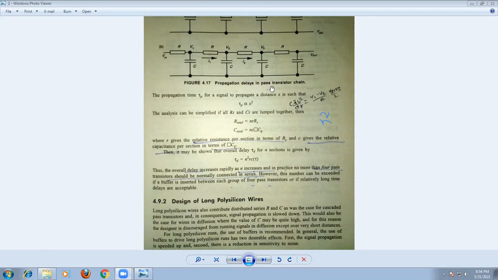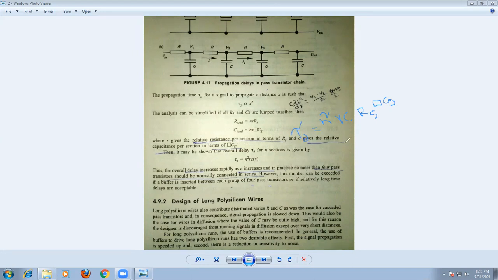n square into R into C. Okay, n square into small r into small c. That is, n square into small r into RC, again RS into square cc. This is nothing but we can consider as tau p, the time delay, that is the propagation delay, we can say.